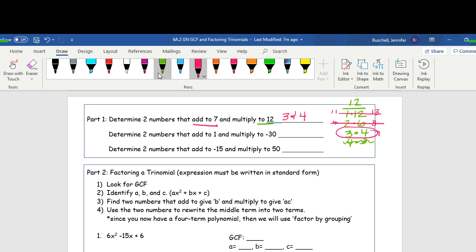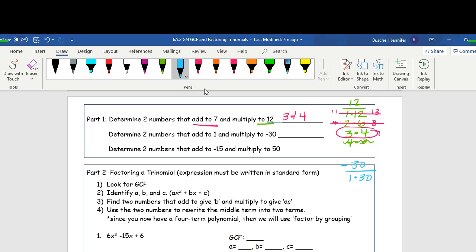Let's go look at example 2, the second one. Determine two numbers that add to get 1, and those same two numbers multiply to get negative 30. So I'm going to come over here and put negative 30. Right now, I'm not going to worry about the sign. I'm going to worry about all the numbers that I can multiply to get 30.